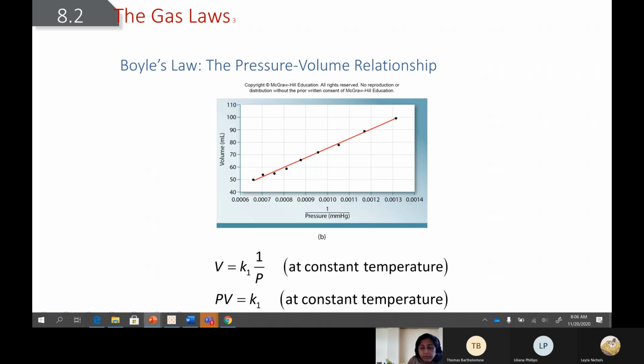So then we'll put a constant, and then the proportionality sign will become an equal sign. So the volume of the gas sample equals the constant times 1 over P, that is made by inversely proportional. If I just reorganize this equation, solving for the constant, then I would say PV equals K. Pressure multiplied by volume equals a constant at constant temperature.